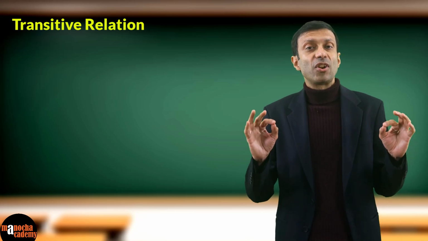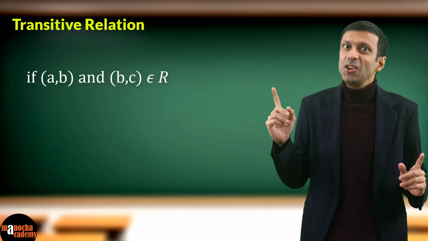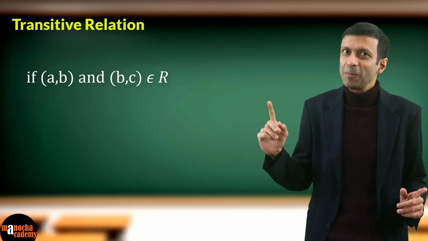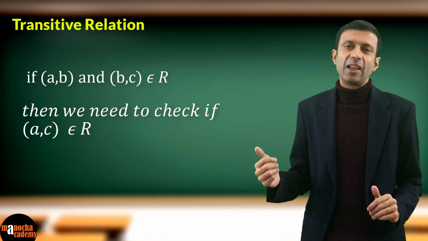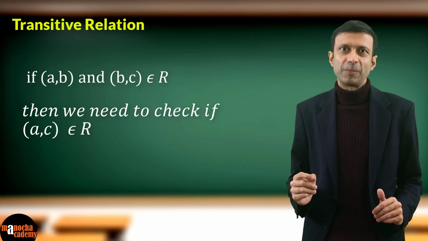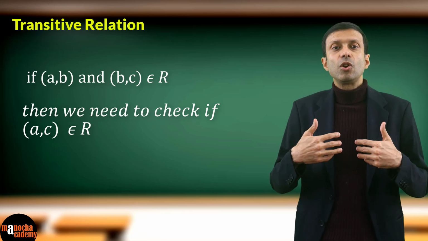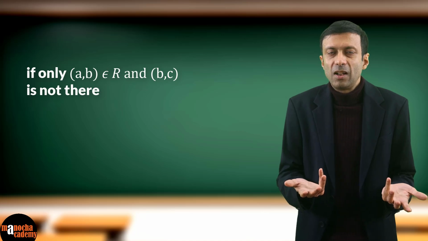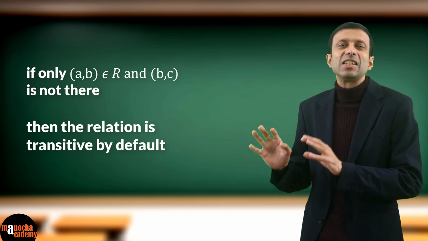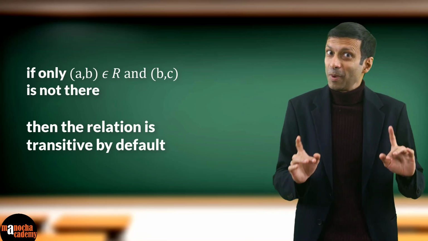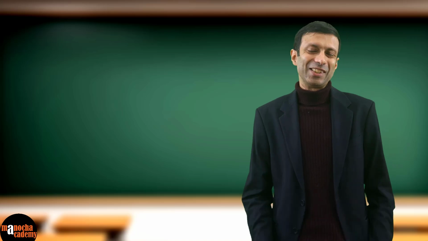So if I summarize the transitive relation for you, what will we say? That if A is related to B and B is related to C, that is (A, B) and (B, C) are both part of the relation, then you need to check if (A, C) is there or not. That is, A related to C or not. If it is there, then the relation is transitive. But suppose you have in your relations only (A, B)'s, right? And there is no (B, C). Then we also say the relation is transitive by default. So remember these things, right? These are the important checks that you need to do for your transitive relations.